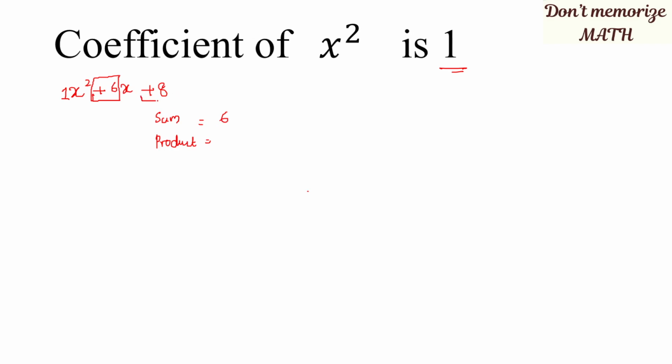And the product is the number without x. You have x here, you have x here. Here we don't have any x, or we can say this is the constant one. So product is 8, or you can just take 8 times 1, that is same as 8. So sum is 6 and product is 8. What do you mean by sum? Sum means addition. 2 plus 4 is 6, so 6 is the sum of 2 and 4, like that. Product means multiplication.